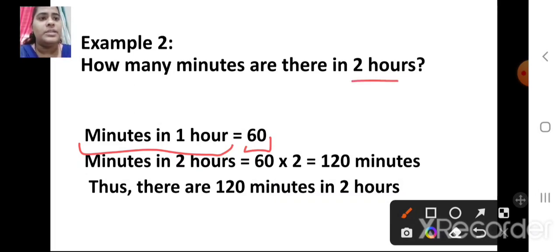We have to find minutes in 2 hours. So we have to multiply 60 into 2. If I multiply 60 into 2, I will get 120 minutes. So children, there are 120 minutes in 2 hours. This is how we have to calculate.